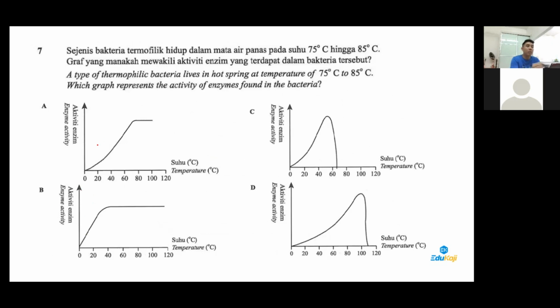Okay, so thermophilic bacteria. Actually, this thermophilic, you encounter it in Form 5. If I'm not mistaken, Form 5 Bab 8, the beginning part. We call it the 6 kingdom system.